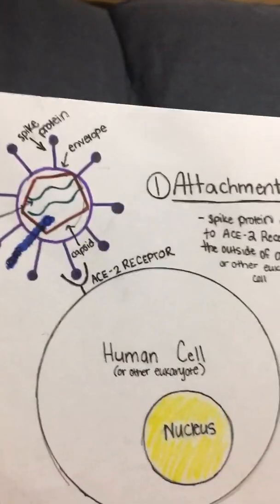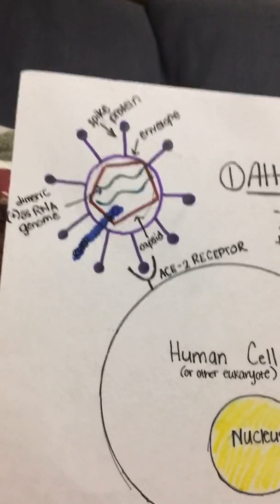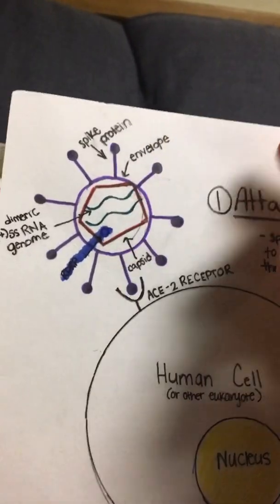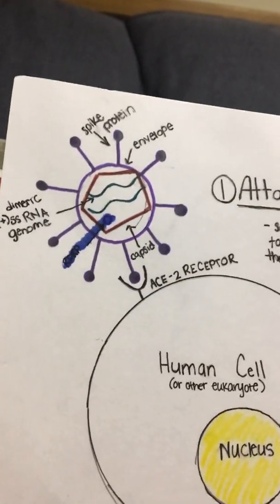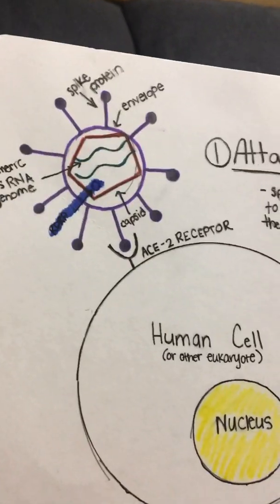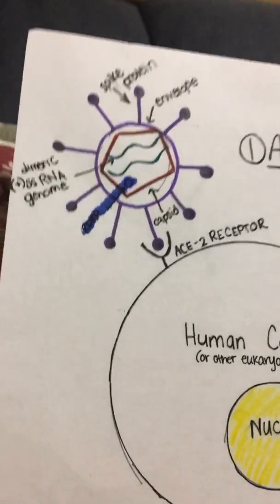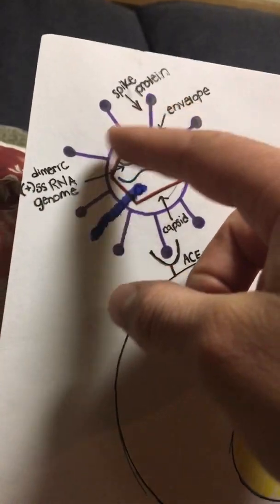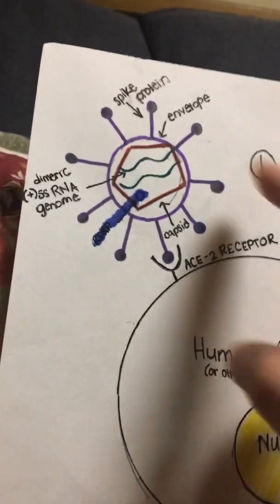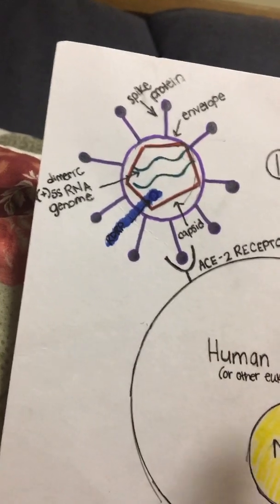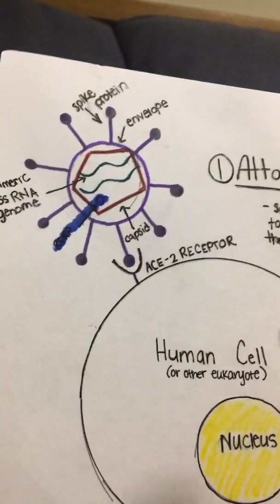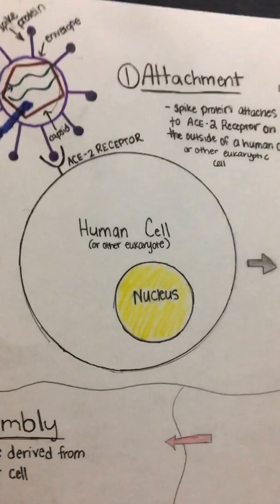So for starters, I thought I'd just explain the structure of the virus. On the outside we have spike proteins or glycoproteins, and then it is enclosed in an envelope. Not every virus has an envelope, and not every virus has spike proteins, but this virus does. It has a capsid made of capsomeres, that's what's shown in red. And then it has a positive sense single-stranded RNA genome that is dimeric, so that means there are two of them.